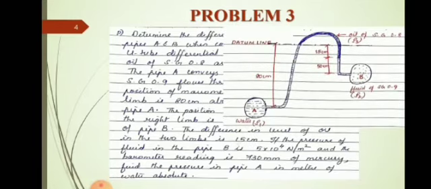So first we will draw the figure from the given data. Since it is an inverted differential manometer, it will be looking like this. So the manometer is inverted. So what are the data given? Pipe A and B connected through an inverted differential manometer containing oil of specific gravity 0.8. So what is this oil? This oil is the manometric fluid.